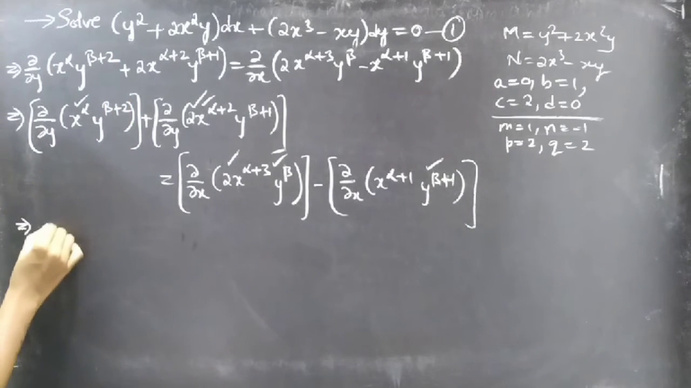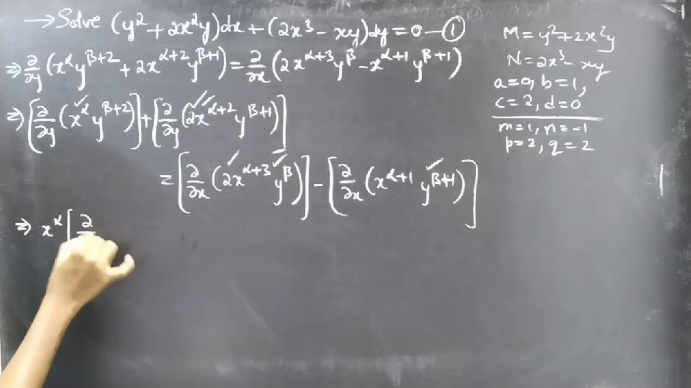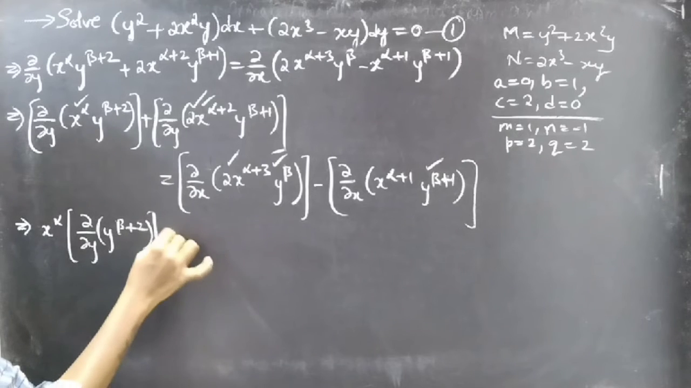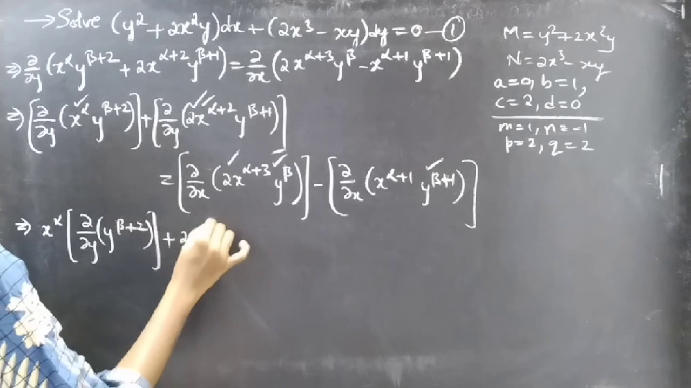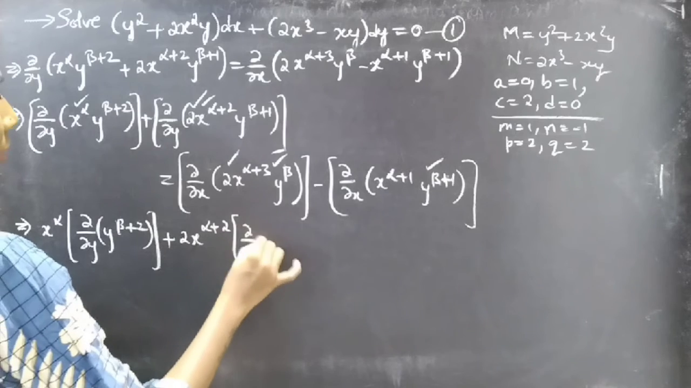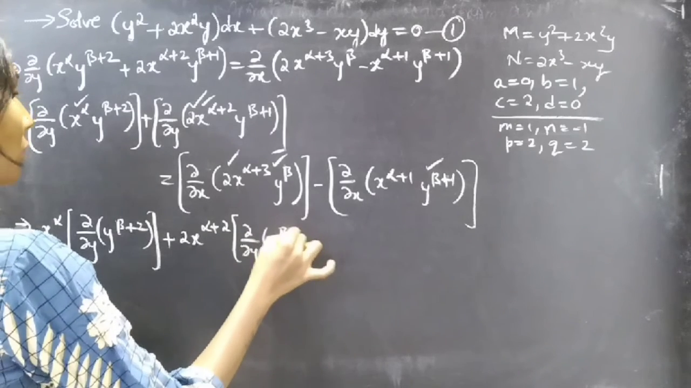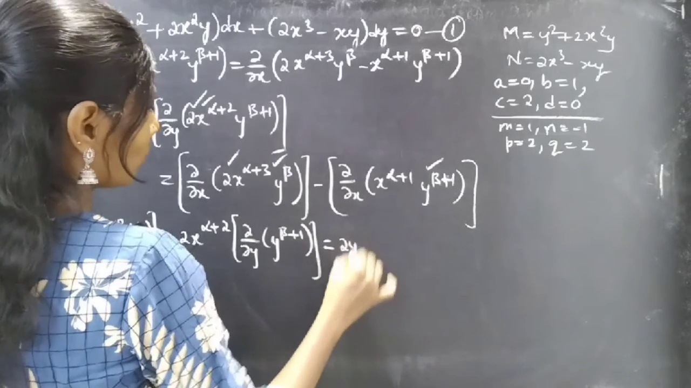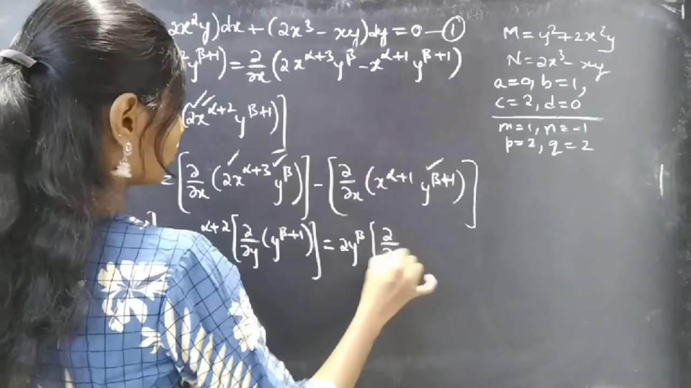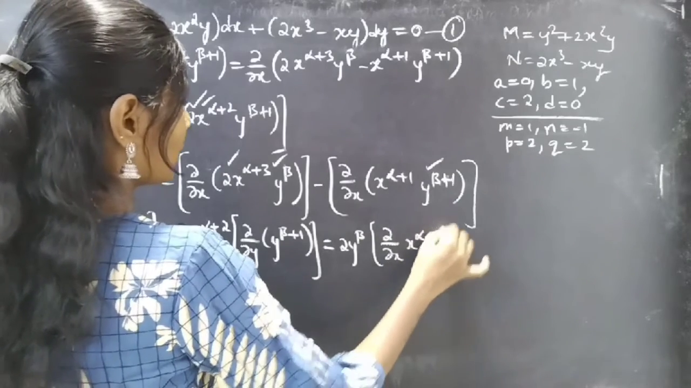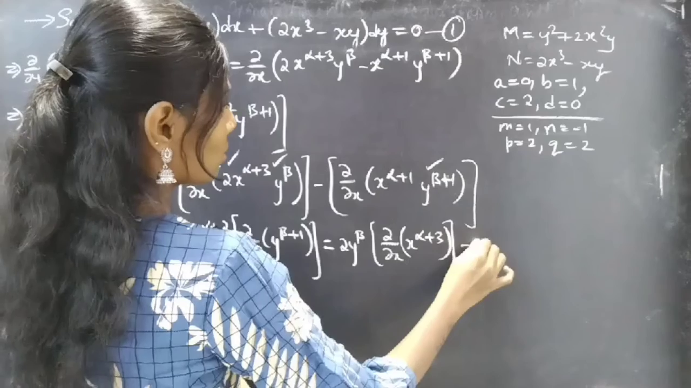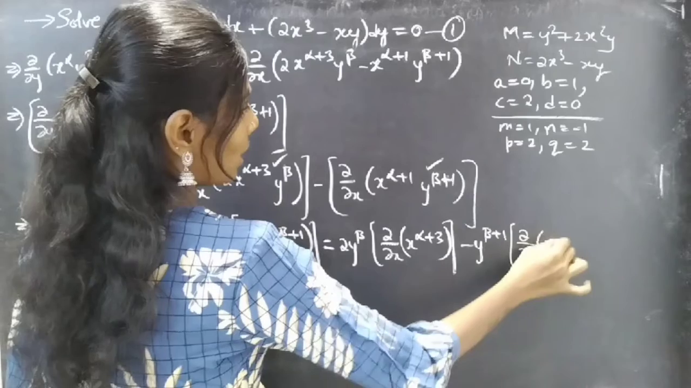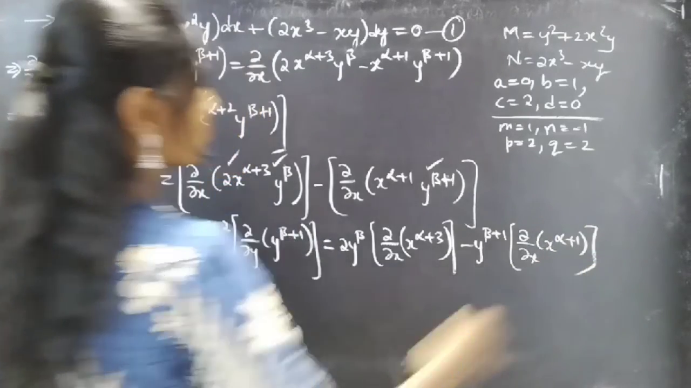Now we can write this as x power alpha into partial derivative of y power beta plus 2, plus 2x power alpha plus 2 into partial derivative of y power beta plus 1, equal to 2y power beta into partial derivative of x power alpha plus 3, minus y power beta plus 1 into partial derivative of x power alpha plus 1, right?